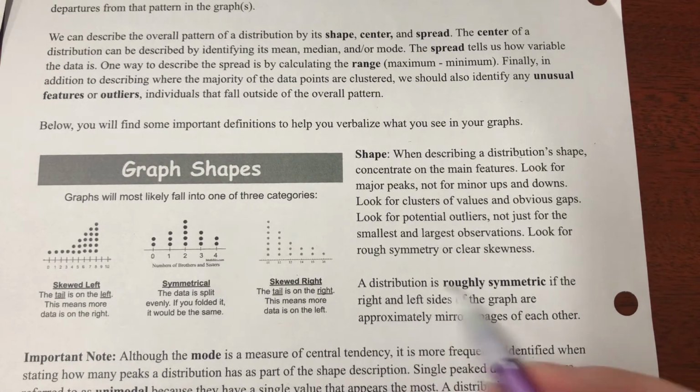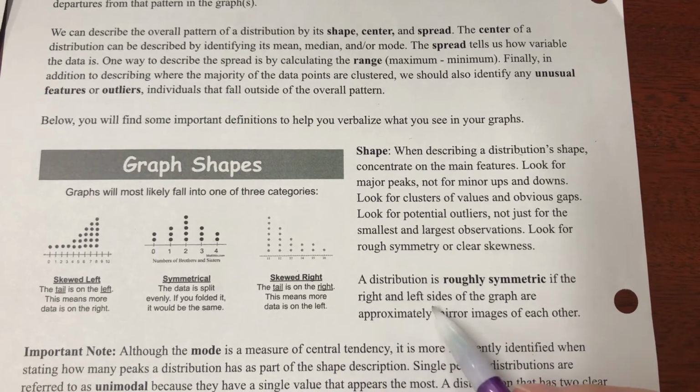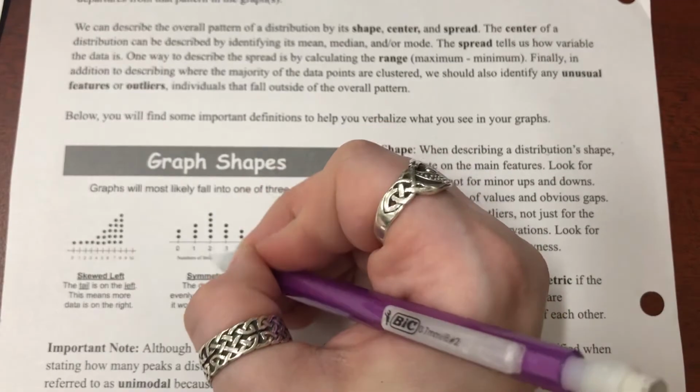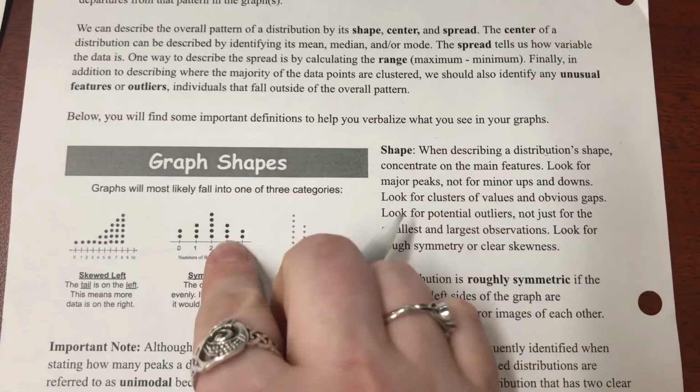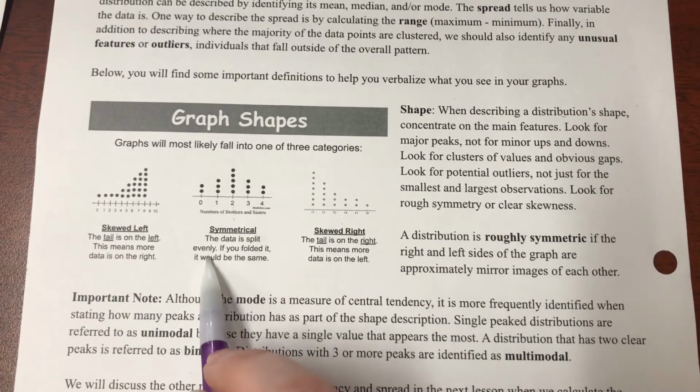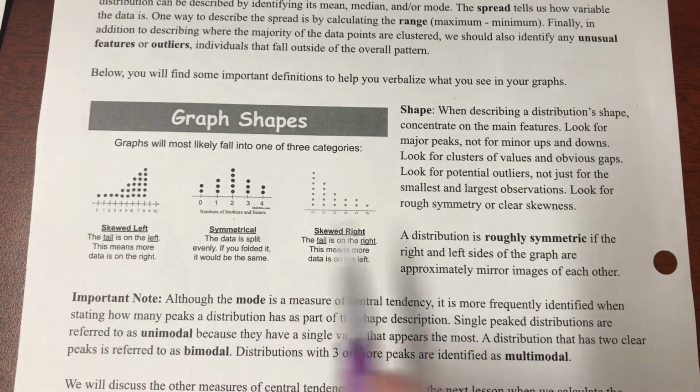A distribution is roughly symmetric if the right and left sides of the graph are approximately mirror images of each other, like over here. If I draw a line through the two, I could actually fold this onto itself and it would be a mirror image. So the data is split evenly. If you folded it, it would be the same.